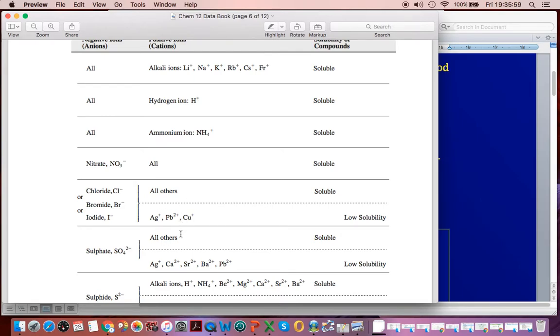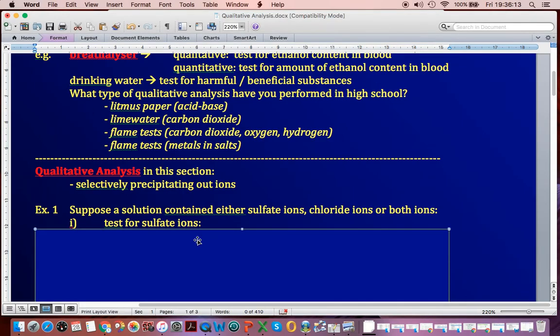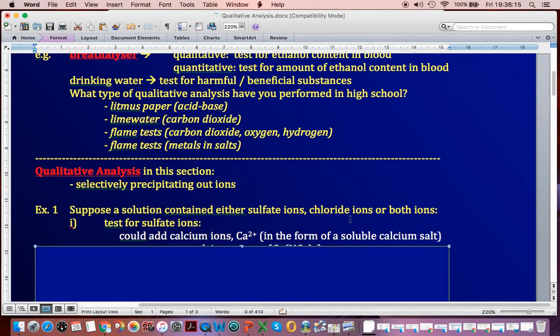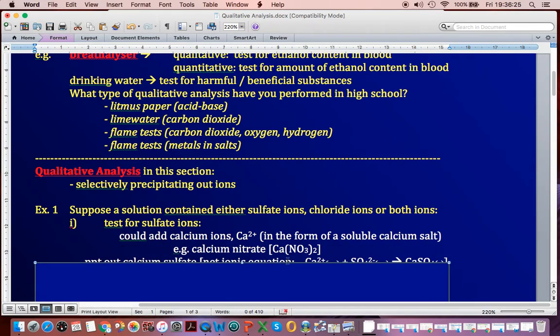It says all others. Well, you know what? If I chose something like calcium, I would get calcium sulfate, low solubility. That would precipitate. But calcium is soluble with chloride. So calcium would work and strontium would work quite nicely. So when I add calcium ions, I have to add in the form of a soluble calcium salt. I just can't find calcium ions on a shelf. So I'm going to grab it in the form of calcium nitrate.